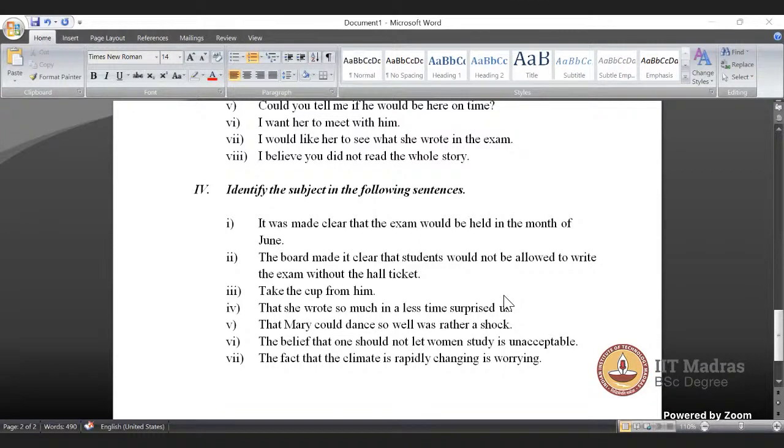So in all imperative sentences, in all the languages of the world, not just English, the subject in the imperative sentence is you. Whether it is overtly mentioned or not, it is always you. You take the cup from him. So the implied subject here is you. This is the fourth one. That she wrote so much in a less time surprised us.